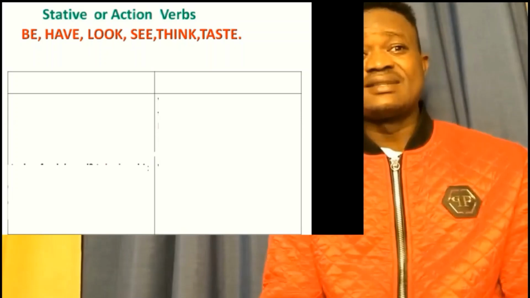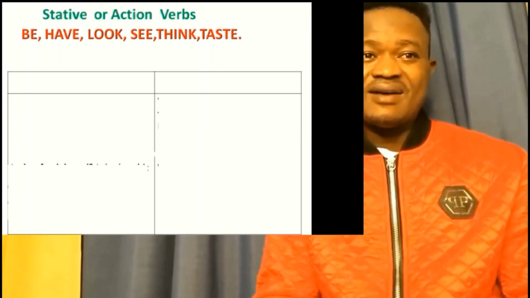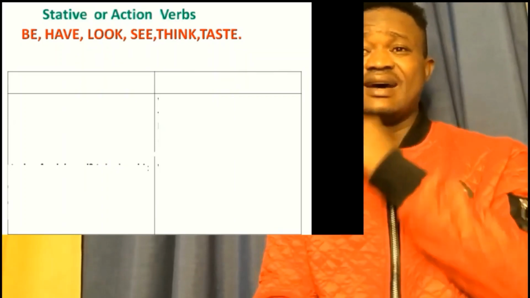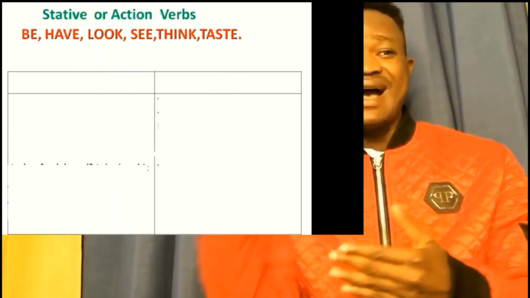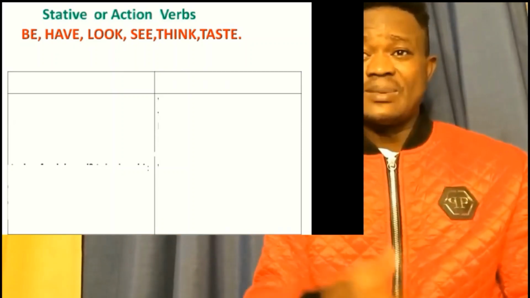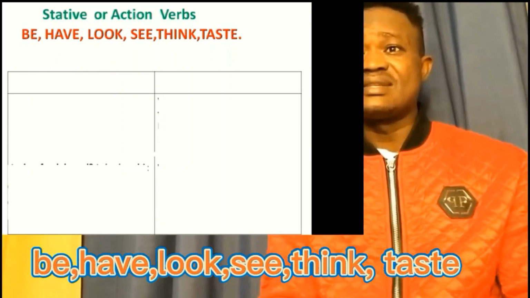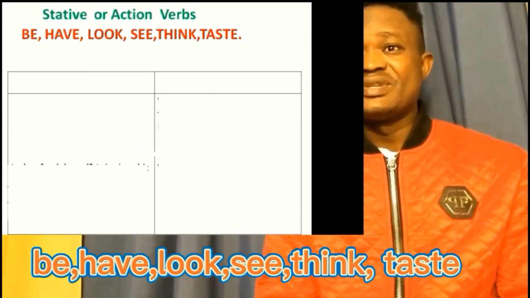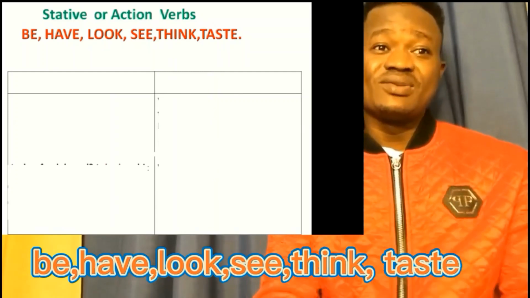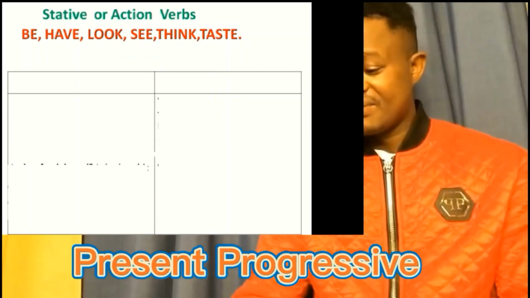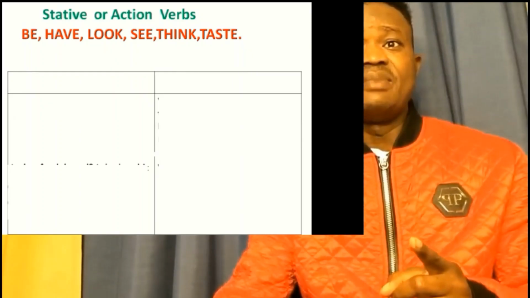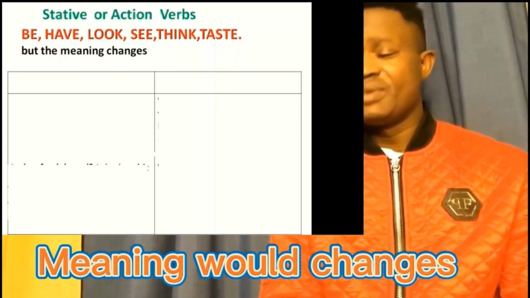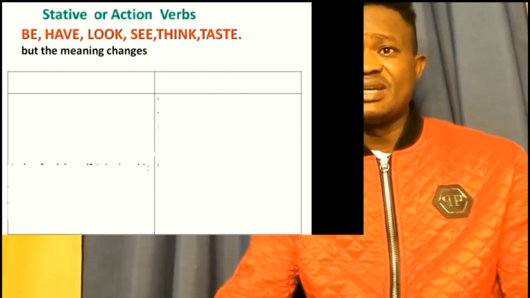So you've got to know that we don't use stative verbs in present progressive, but we have some verbs that are stative and at the same time action verbs, and these are the verbs: be, have, look, see, think, taste. These are dynamic verbs. They can change. Because they can change, we can use them in present progressive, but the meaning will change. All right, guys. Okay, let's see some examples here.